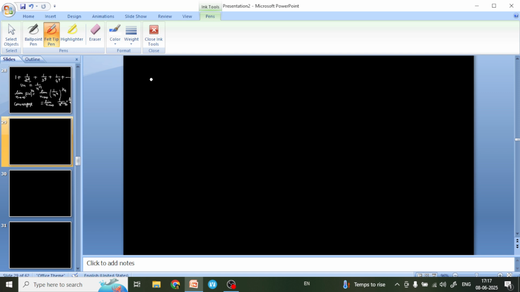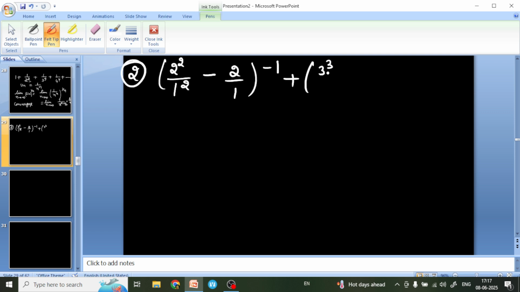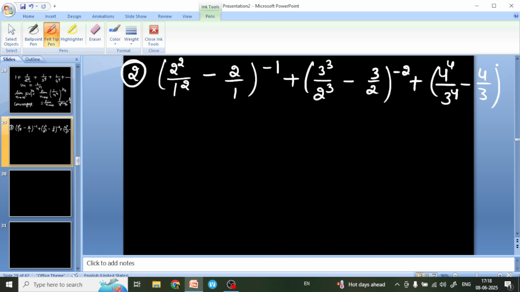Now I am taking one more question for implementing Cauchy's root test. For example, you are given 2 raised to power 2 over 1 raised to power 2 minus (2 over 1) whole power minus 1, plus 3 raised to power 3 over 2 raised to power 3 minus (3 over 2) whole power minus 2, plus 4 raised to power 4 over 3 power 4 minus (4 by 3) whole power minus 3, and so on.